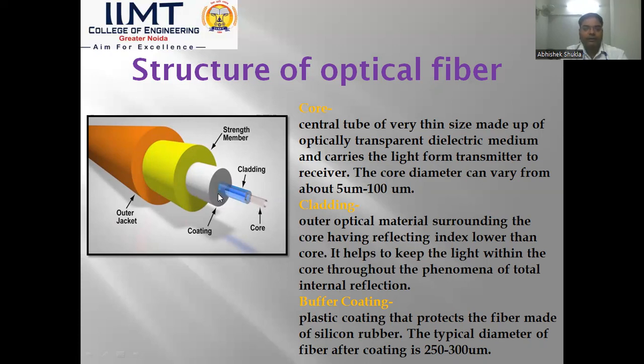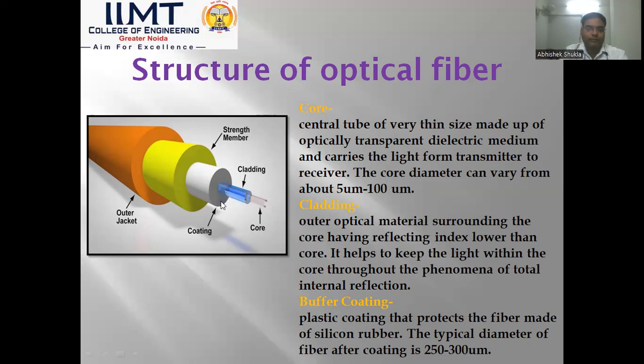It's just for the protection of these two basic components, the clad and the core. So buffer plastics protect the fiber, and they are made up of silicon rubber. The typical diameter of the fiber after coating is about 250 to 300 micrometer.